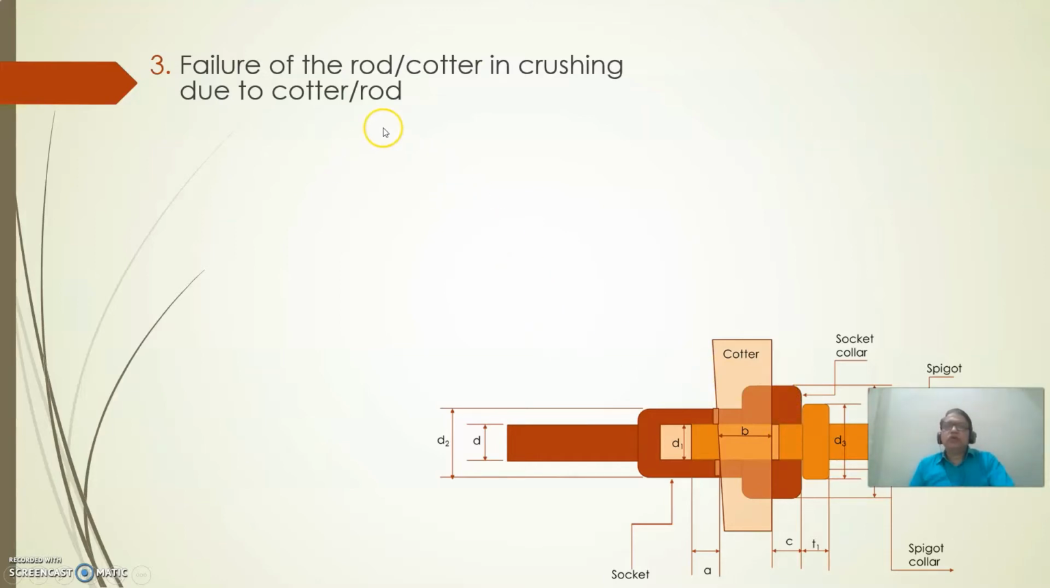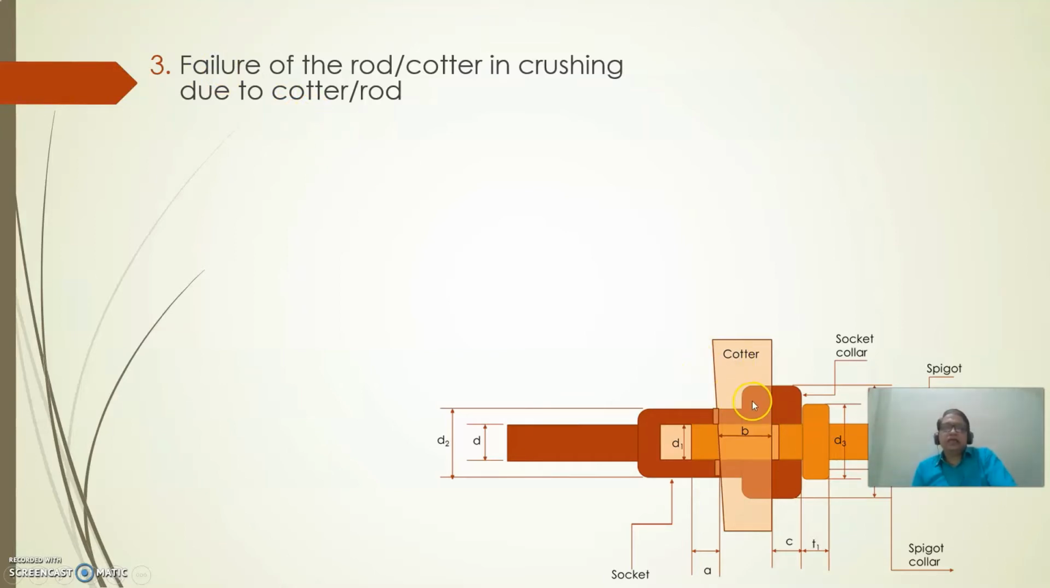Okay, so failure of the rod in crushing due to the quarter, or the quarter in crushing due to the rod. If you know both the things, you can check both the dimensions. Based on that, whichever dimension we are taking, accordingly we can design based on crushing.